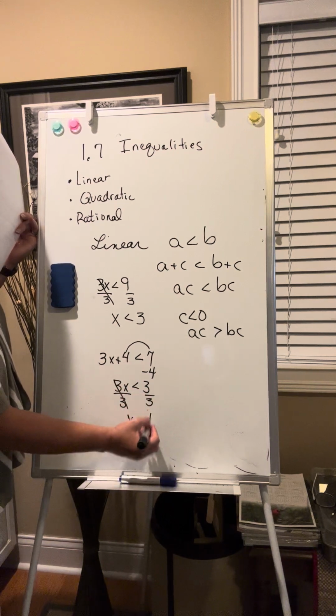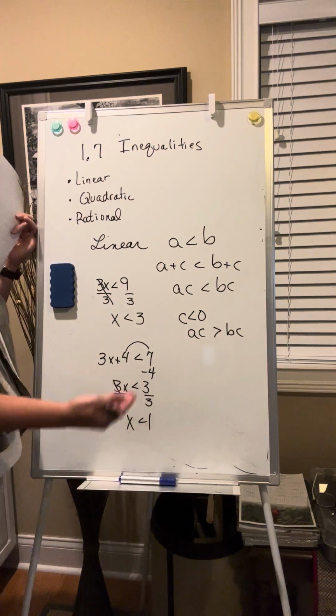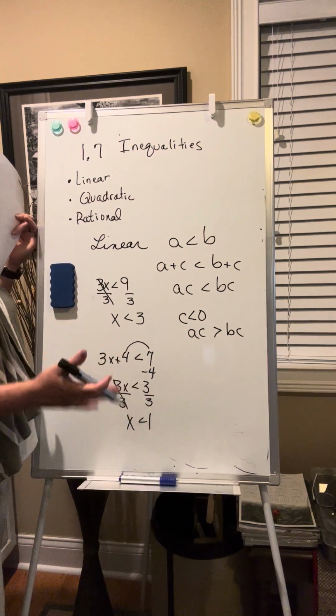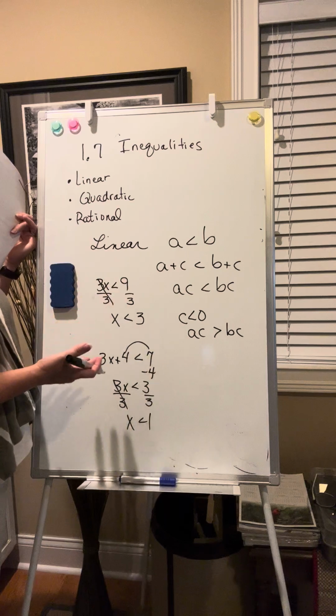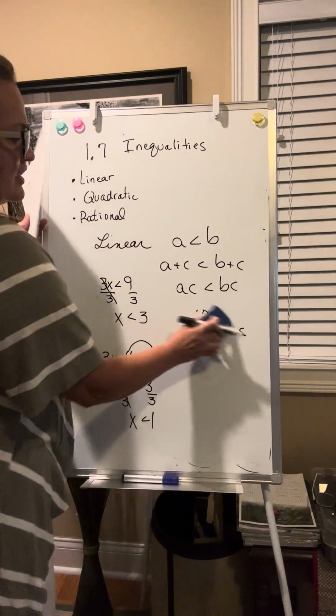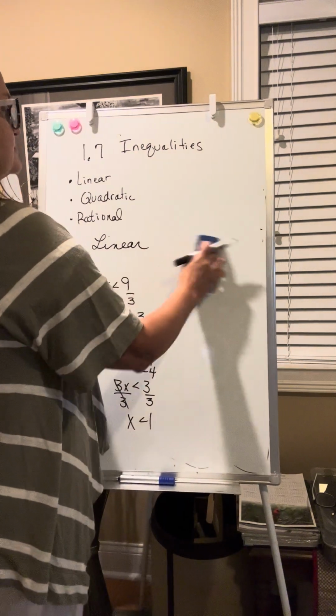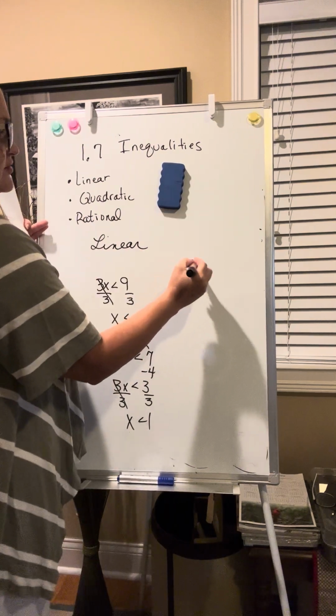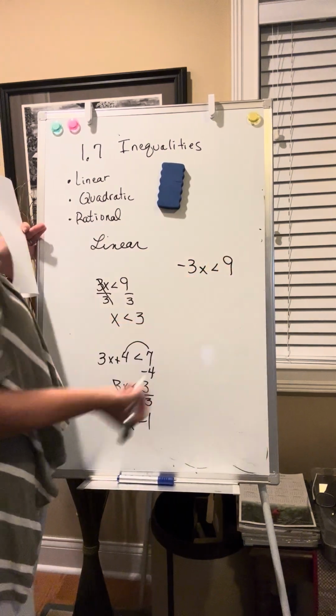But if we multiply or divide by a negative, it would flip the inequality. So none of this really affected it. We did these just like we would any other equation. The difference comes in if we were doing negative 3x less than 9, for example.